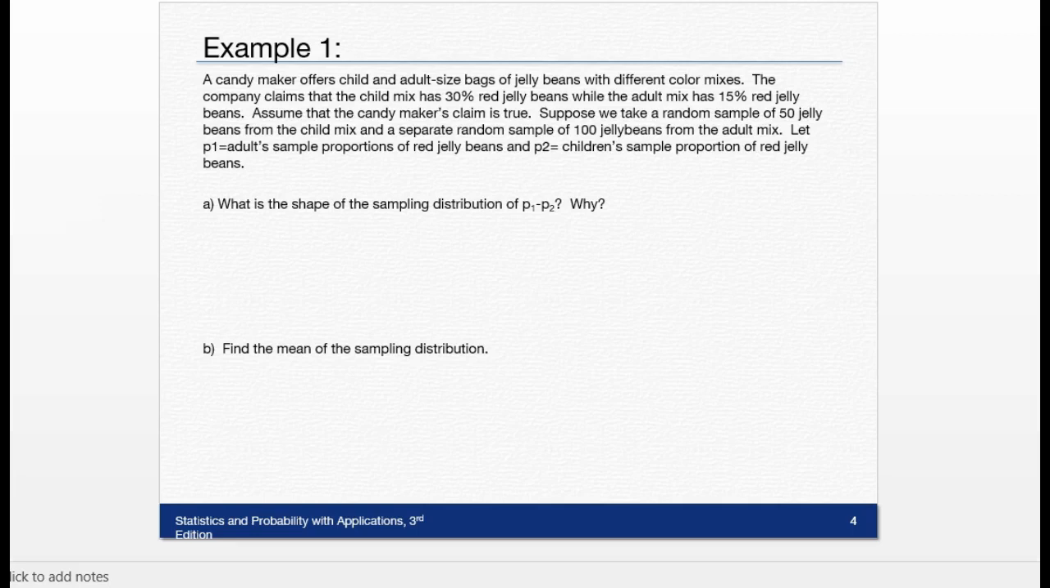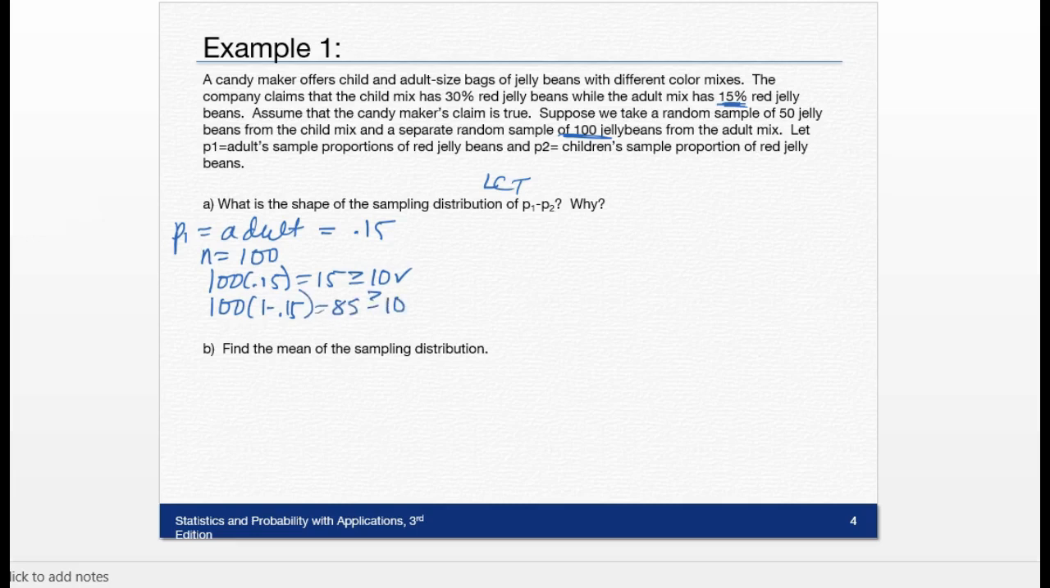So we need to know, is it normal? How are we going to know? Large counts test. So let's identify. P1 is the adults, and it tells us that the P1 percentage up here is 0.15. And we know our sample size for adults is 100 because it tells us this right here. So I'm going to do the large counts test. 100 times 0.15 is 15. That's greater than or equal to 10. Then I do 100 times 1 minus 0.15, which gives me 85, and that's greater than or equal to 10. So the adult side is good.